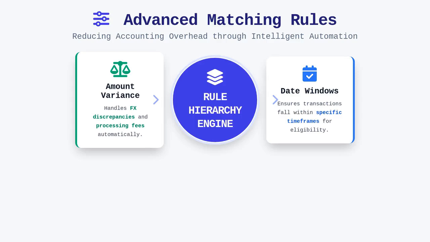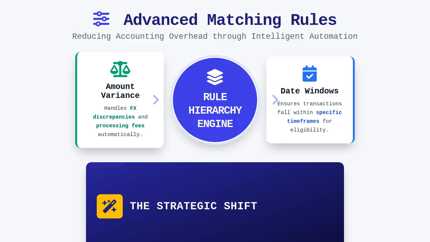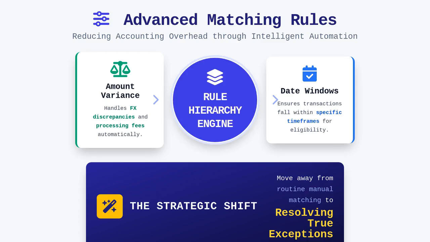Additionally, you can specify that transactions must fall within a certain date range to be eligible for automatic reconciliation. These parameters allow the system to handle high volumes of transactional data with minimal disruption to your daily operations. By automating the routine matching, your accountants can shift their focus toward researching and resolving true exceptions, rather than matching checks that have already cleared.